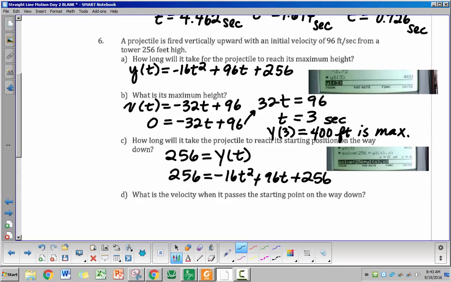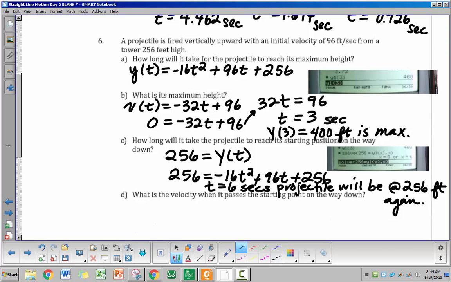All right. How long? Now, do we want it to be t equals 0 or t equals 6? T equals 6 seconds. Projectile will be at 256 feet again. Now, based on symmetry, we probably already did that.